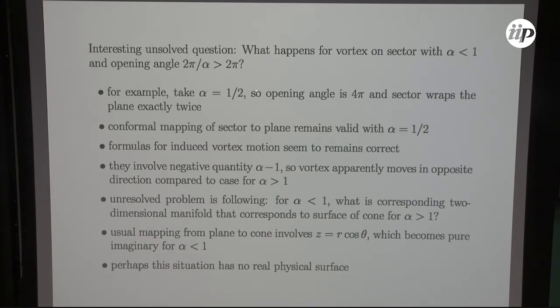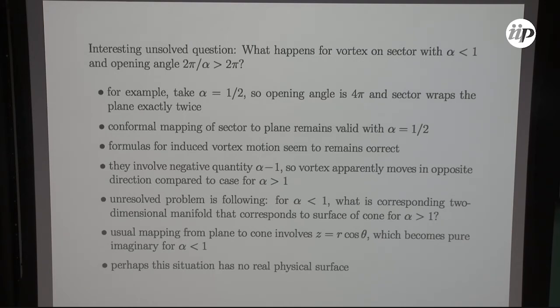Now, there's a very interesting question. Mathematically, what happens if alpha is less than 1? Then your sector wraps around more than once. In particular, if alpha is a half, then you get a double valuedness. The problem is that when you use this trigonometric thing, you get complex numbers. And so we've been puzzling on, if alpha is bigger than 1, the physical surface is a cone. If alpha is less than 1, is there any physical surface?